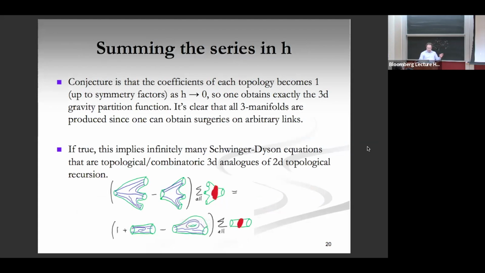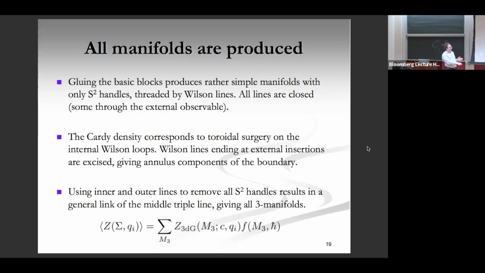Let me try to just finish up. So if we took this conjecture that the limit as h goes to 0 of f is 1, that will be the same thing. We really just get 3D gravity, sum them all with coefficient 1, or maybe 1 over the symmetry factor, since there will be some discrete symmetries.